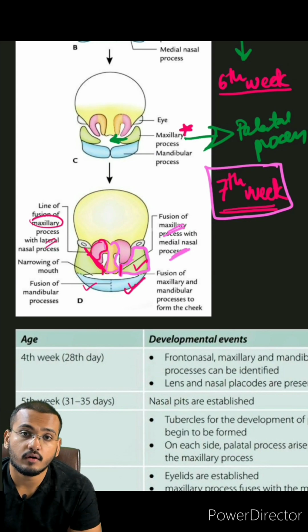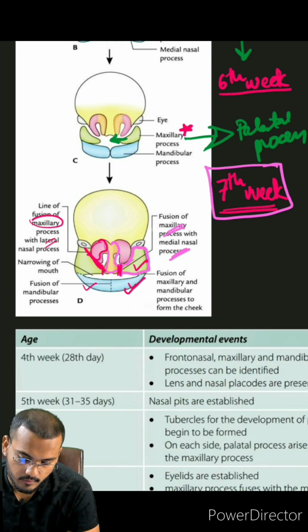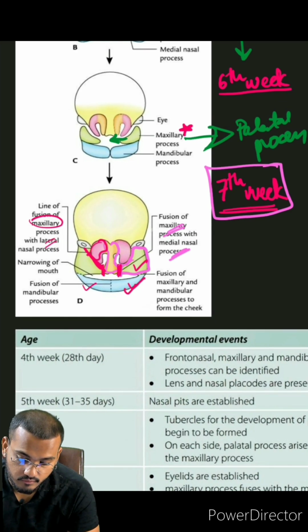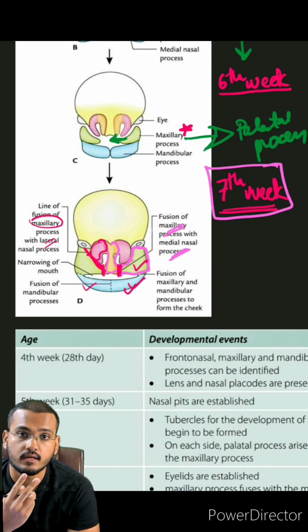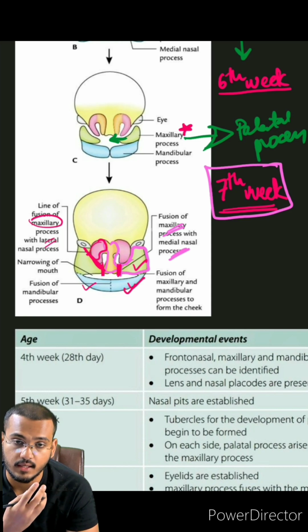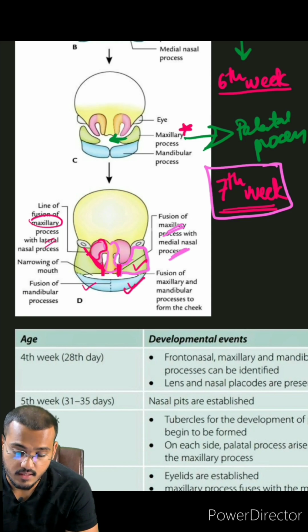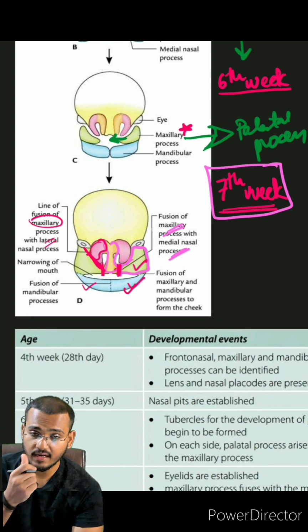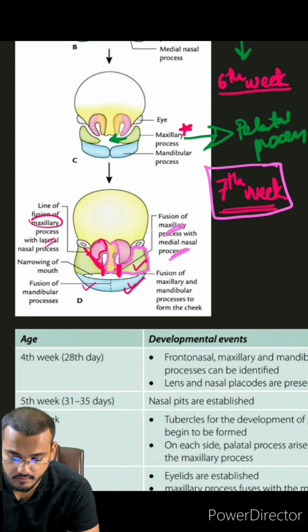The application of this, why we need to know is that in cleft palate and cleft lip, in cleft lip we can see that if there is a bilateral cleft lip, then there is malunion on both sides of the medial nasal process, and if there is only one unilateral cleft lip, then there will be malunion or non-union between medial nasal process and one side maxillary process.